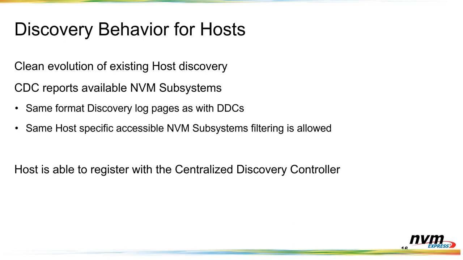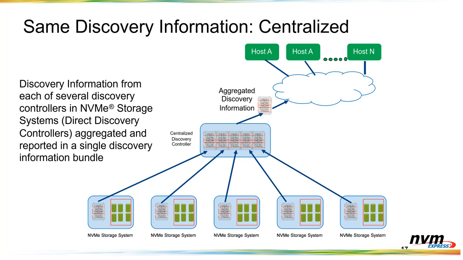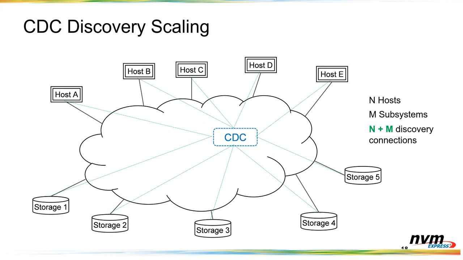And as we mentioned, the host is now able to register with the centralized discovery controller if that functionality is implemented in the host. So here's a graphical presentation of that. It's the exact same discovery information. It's just centralized. It gets aggregated, and your centralized discovery controller has a bigger log page that has aggregated discovery information from a whole bunch of other NVMe storage systems that you're connected to, which leads to your scaling being dramatically simplified.